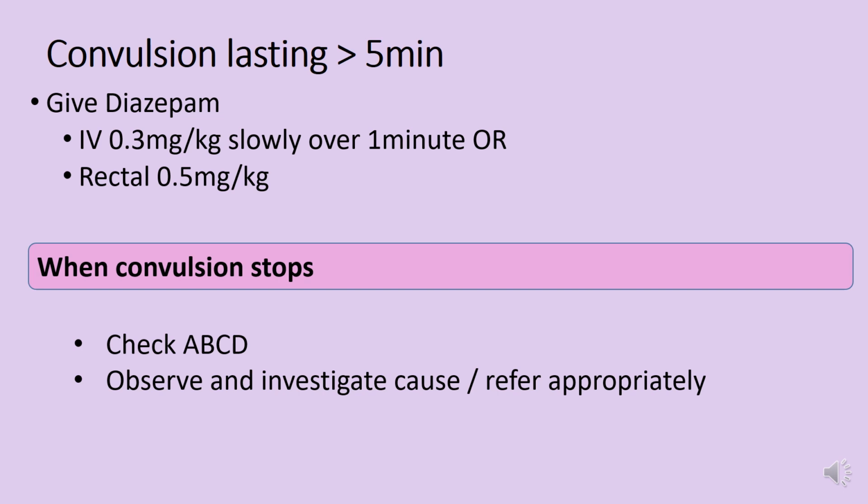At that time, you need to at least start taking history. You can start examining the child and also doing some baseline investigations. And if need be, if there is indication for empirical treatment, then you start.